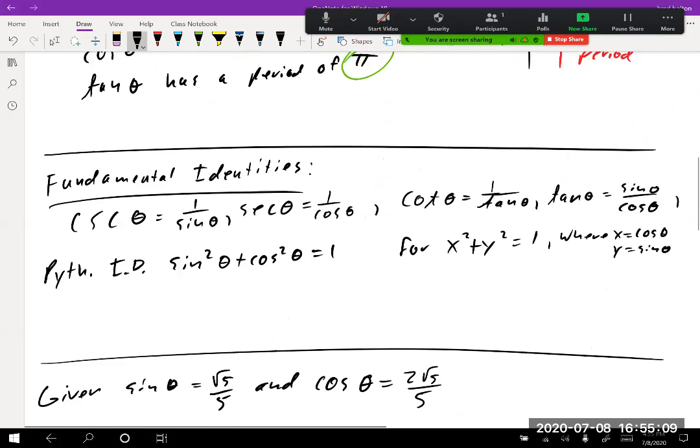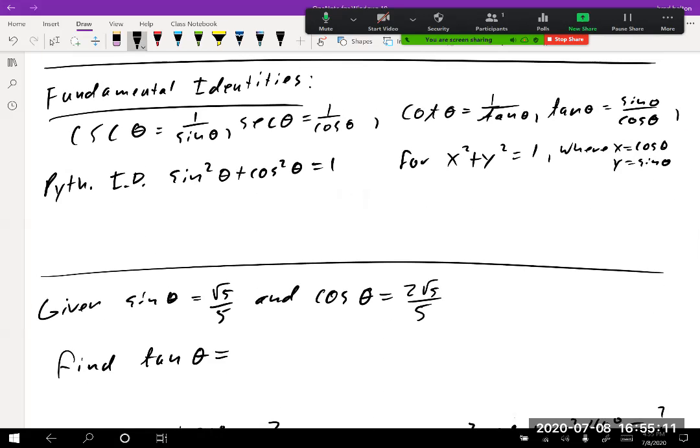Okay. Some fundamental identities that we'll need. This will be much more important. Not just these identities, but a lot of the identities will come into play much more heavily in chapter 7, so this is an intro to that. Again, we know that the cosecant is 1 over sine, the secant of theta is 1 over cosine, the cotangent is 1 over tangent, and another way to think of tangent is sine over cosine.